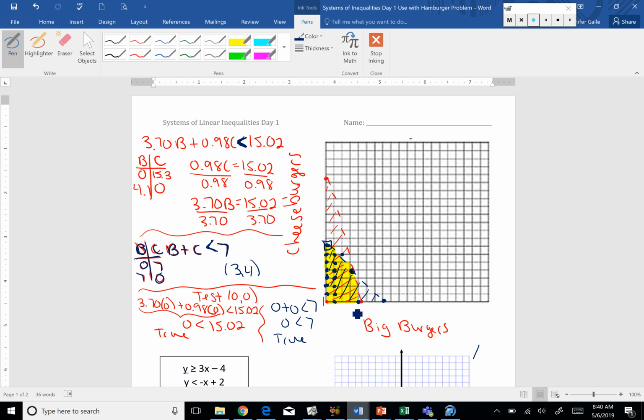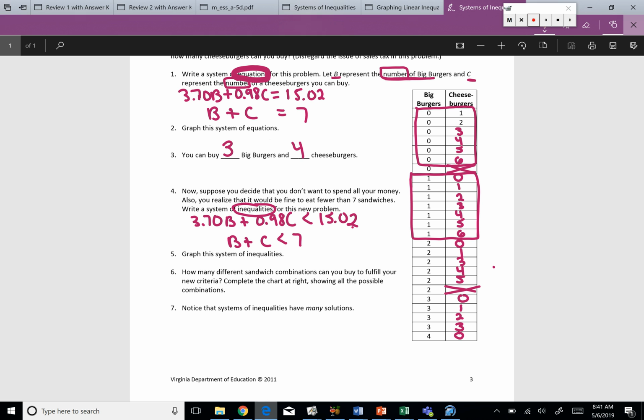So what you have on your chart, I want to make sure we're making the connection, because some of us, based on our quiz, kind of missed the boat a little bit on the application piece and where I find solutions. I find solutions in the shaded region. Any ordered pair in that shaded region will make both of my inequalities true. I just have to put the labels on them. So instead of just x's and y's, I have big burgers and cheeseburgers. It's a combination of how many different possible sandwich combinations I could have.